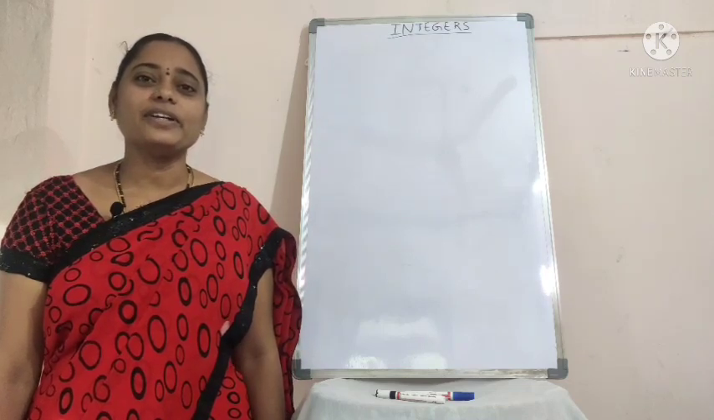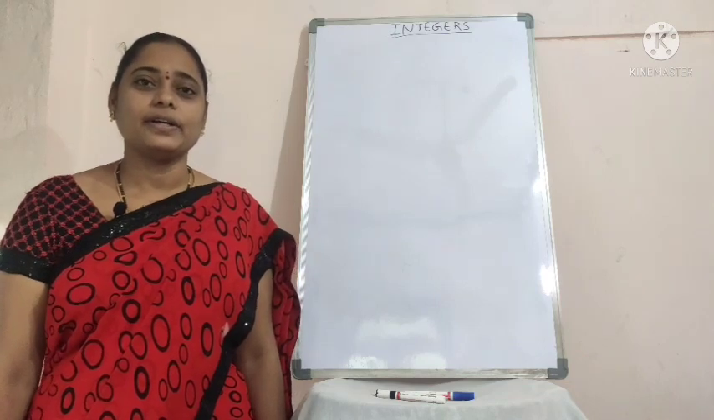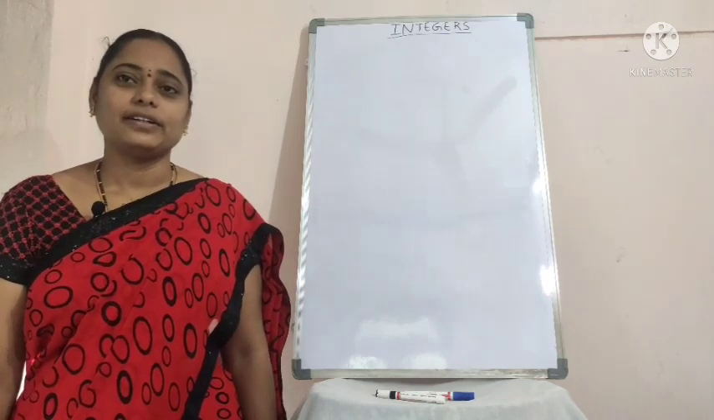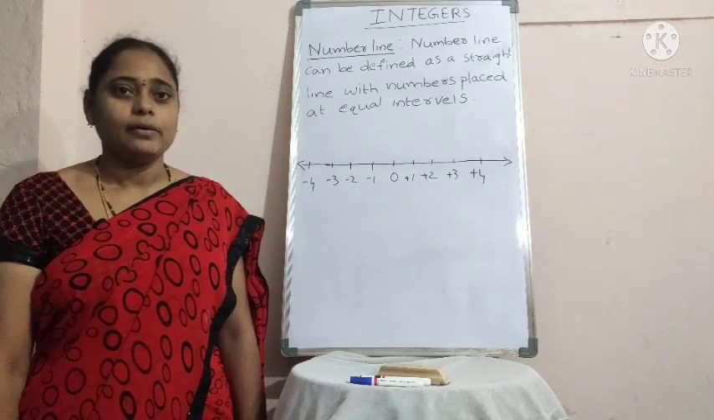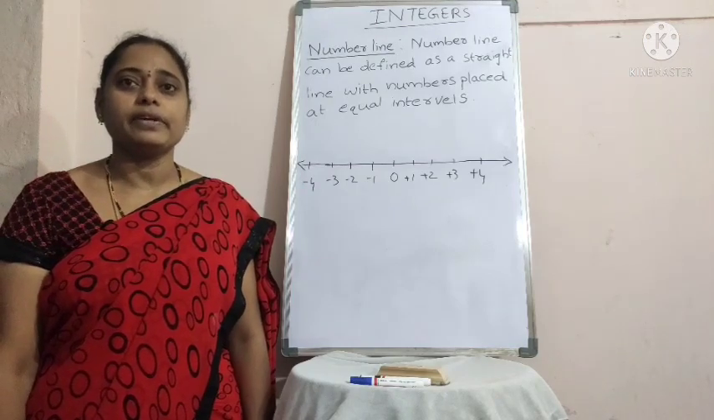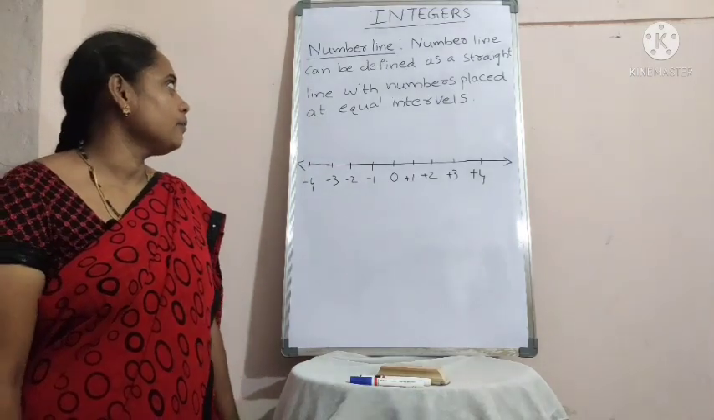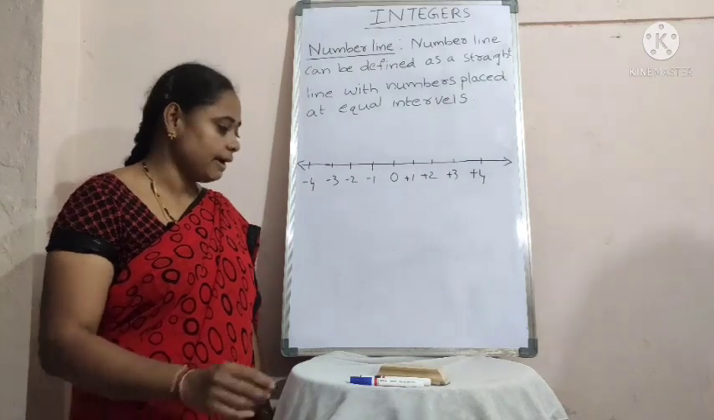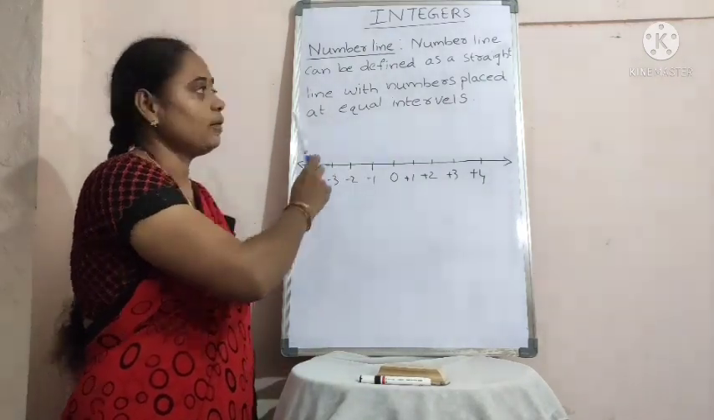Today we are going to discuss addition, subtraction and multiplication on number line. Let us recollect the previous knowledge about number line. We have already discussed in the previous class. Tell me children, what is number line? Number line can be defined as a straight line with numbers placed at equal intervals.